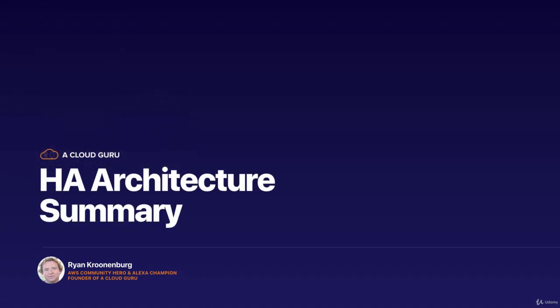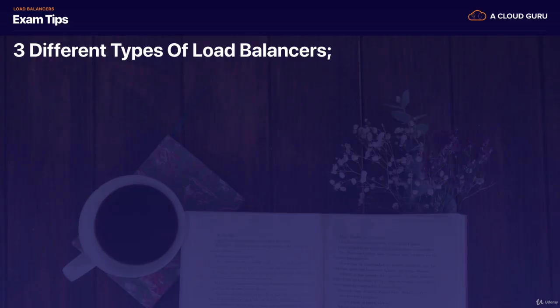So we are going to summarize everything that we've learnt in the high availability architecture. You've done really well to get through this section of the course. It is one of the most challenging. The only one that's more challenging is the serverless one, which is coming up. So what did we learn in this section of the course?